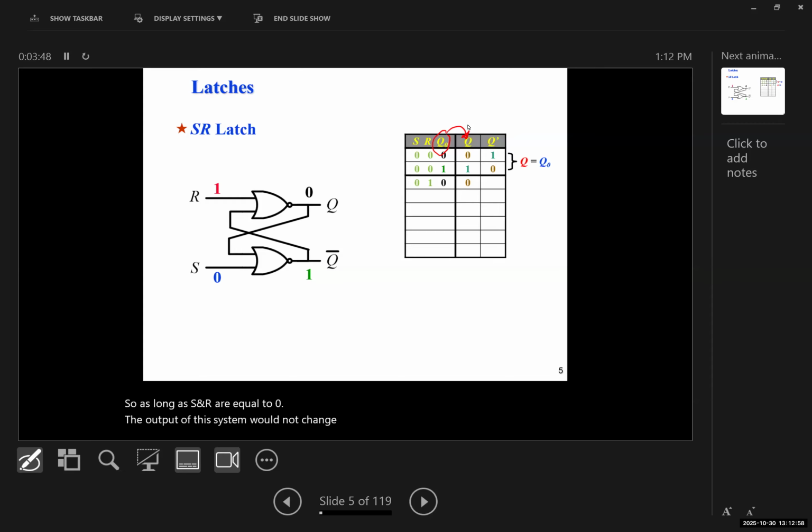Meaning the next output, which is Q. By the way, we have Q0, which is the initial value. Q is actually Qt plus 1. So Qt is equal to Q0, and Qt plus 1 here is equal to Q. So it's the next output.